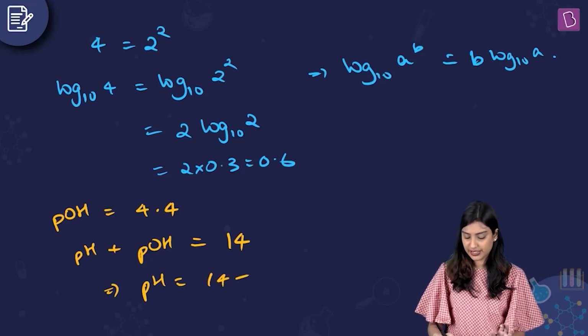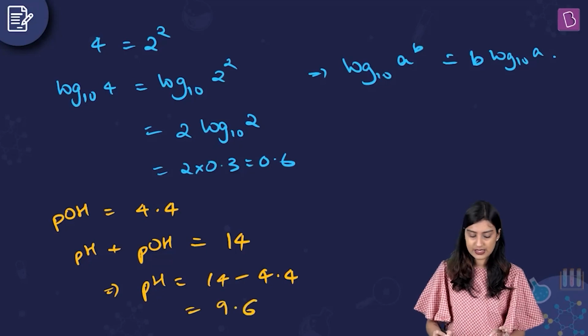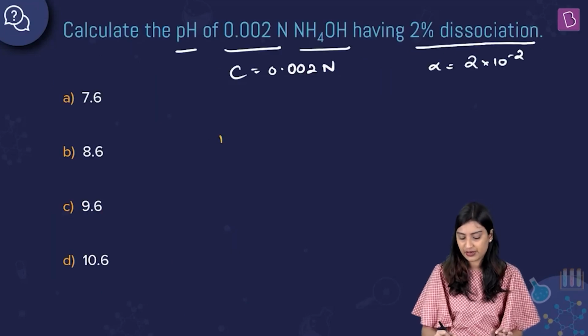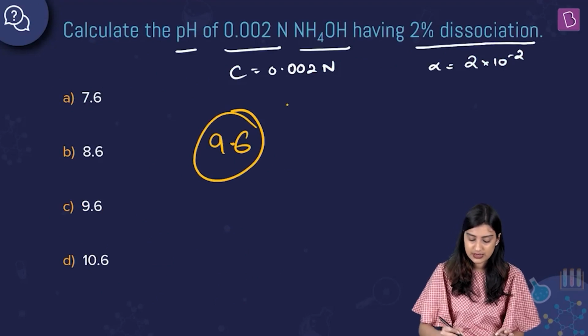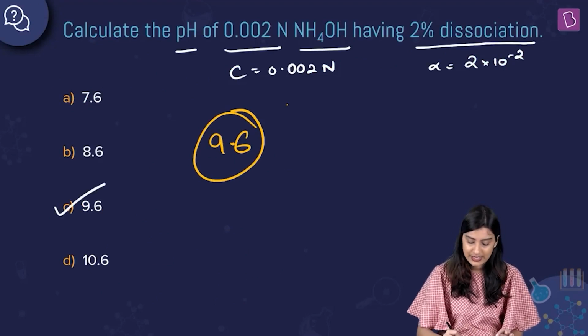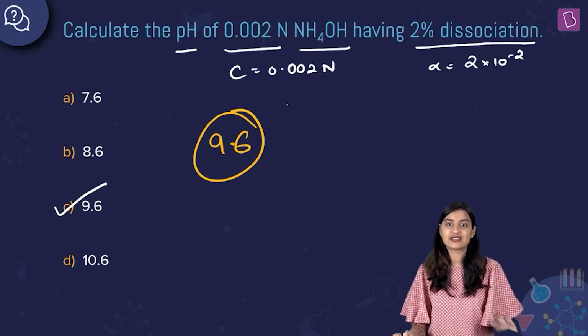14 minus pOH, correct? pOH is 4.4, so this will be 9.6. The pH of the given solution we found out will be 9.6. So option C, 9.6, is going to be the right answer to this question.